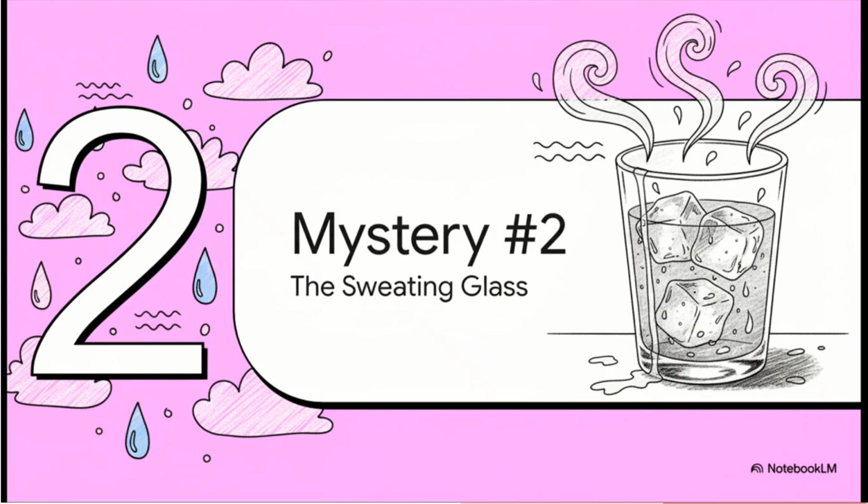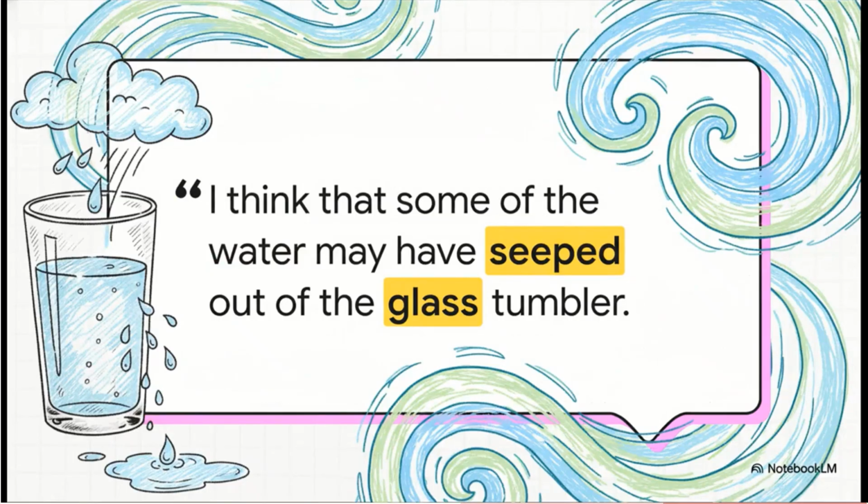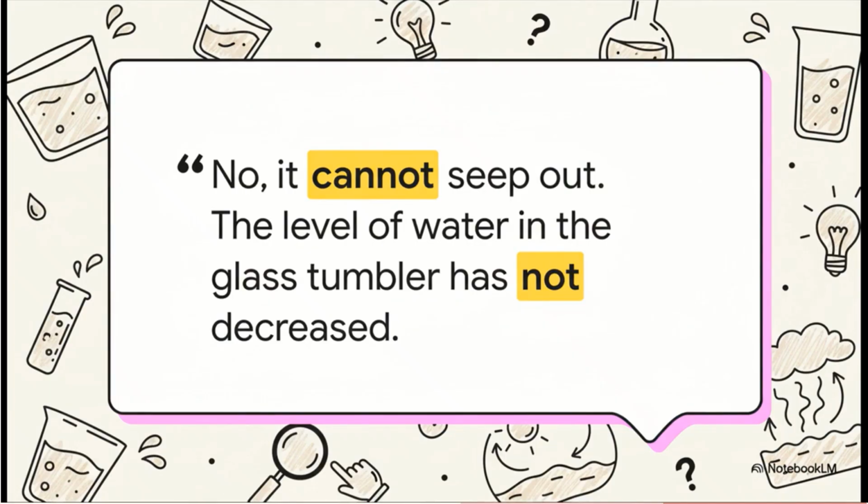Let's solve the secret of the sweating glass. Come on, you know exactly what this is. It's a hot day, you pour a super cold drink, and a few minutes later, the outside of the glass is covered in little drops of water. It really looks like the glass is sweating. But think about it. Where is that water actually coming from? A pretty good first guess might be that the water is somehow leaking or seeping right through the walls of the glass. Seems possible, right? But here's the thing. If you look closely, the amount of water inside the glass hasn't changed at all. The level is exactly the same. So the water can't be coming from inside. See? Another great example of just using our eyes to test an idea.